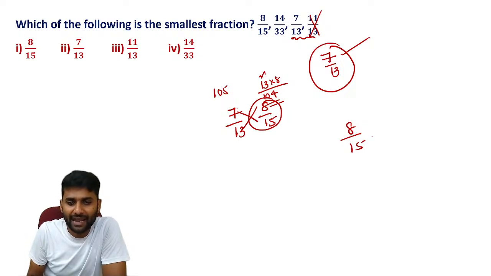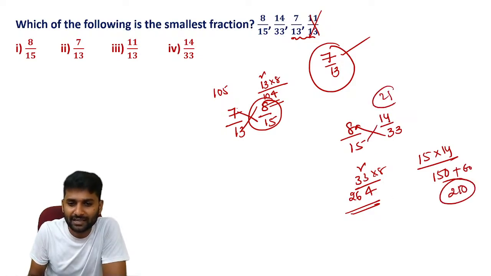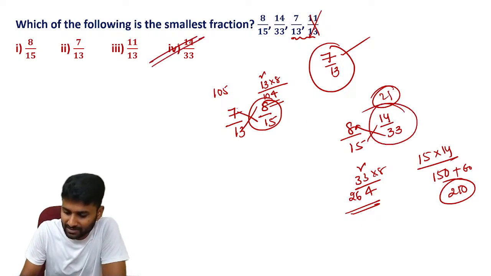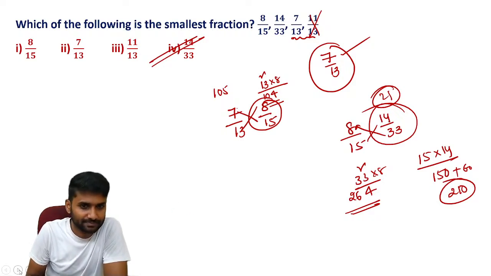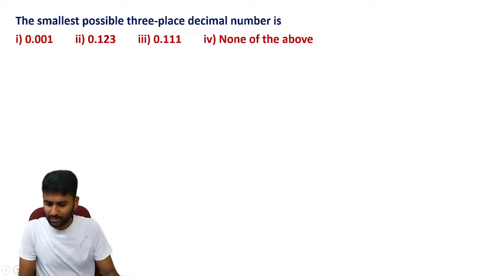Now you can compare 8 by 15 and 14 by 33. Finally, you will get the answer. So 33 into 8. 8 threes are 24, 8 threes are 24 plus 2 is equal to 26. Now 15 into 14. So 15 tens are 150, 15 fours are 60. It becomes 210. So definitely 210 is less. It means 14 by 33 is least among the numbers. This is an easy question for you guys. Give me the answer.